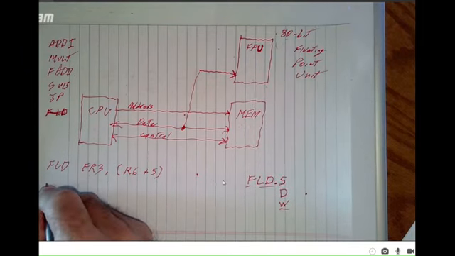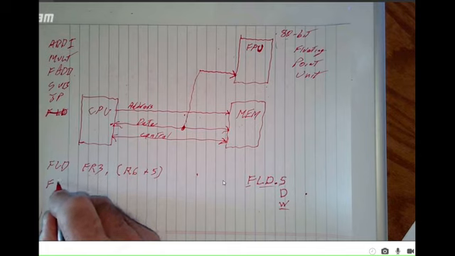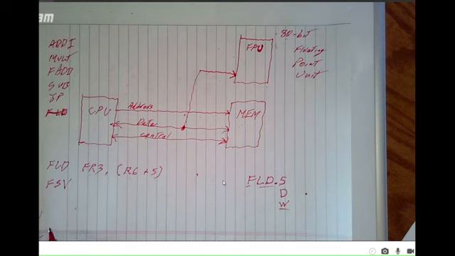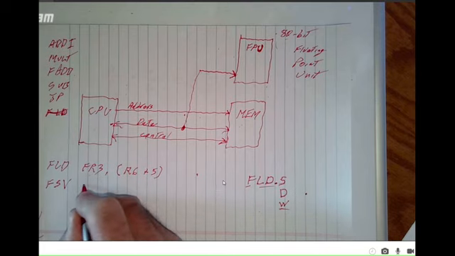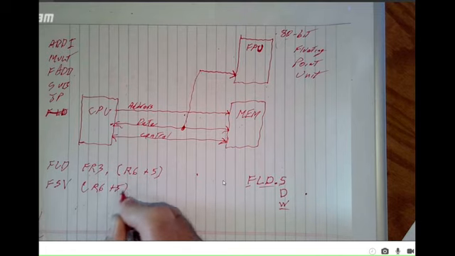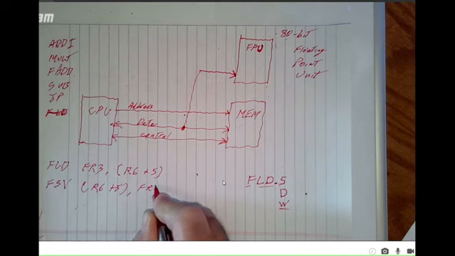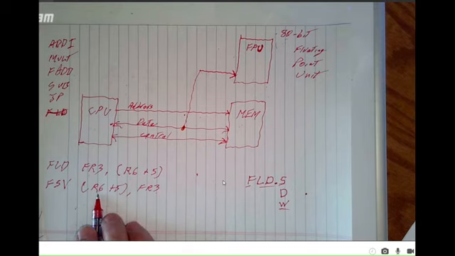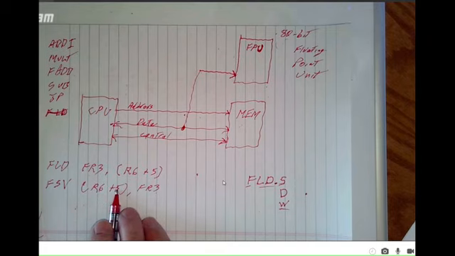Suppose, on the other hand, we had a floating point save. I'm going to use SV for save. And we're going to save basically the same thing. We'll do the same thing here. Now, in this case, we want to take what is currently stored in floating point register 3, and we want to copy that into main memory at the address R6 plus 5.